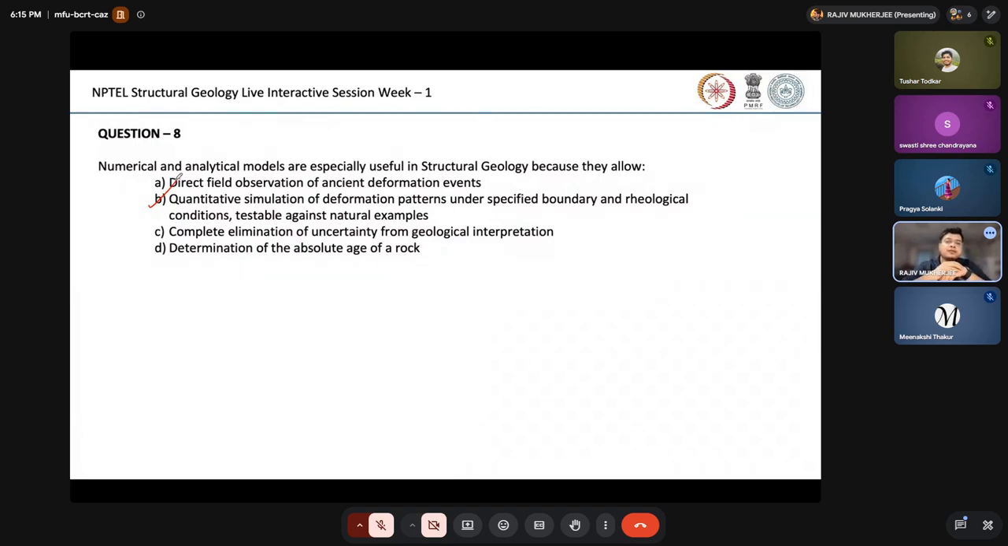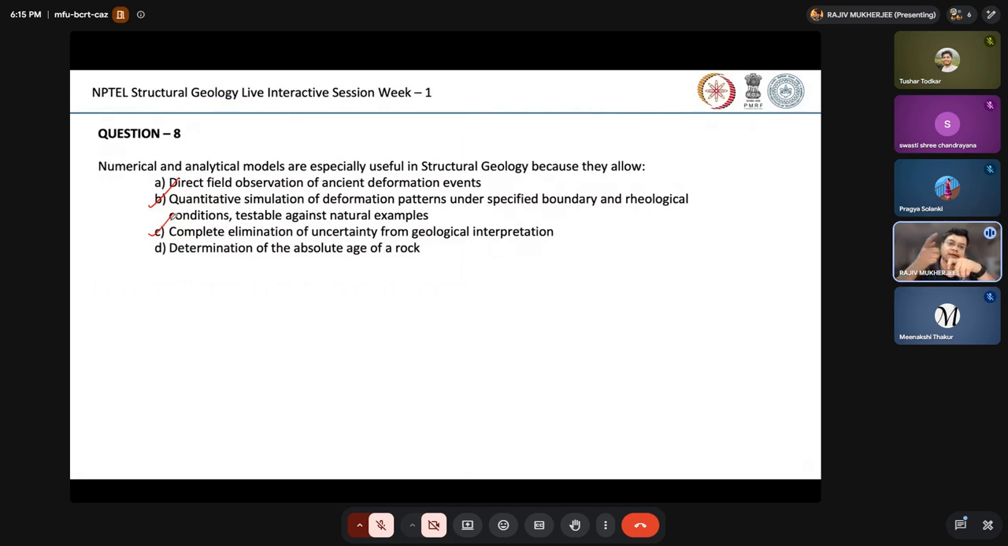And also, option C is partially correct, because once you replicate the structures you're observing in nature, you're just assuming this has happened. But if you can replicate the same structure using mathematical equations to reproduce its geometry, then you are 100% sure that this is one of the dominant mechanisms through which the structure has formed.